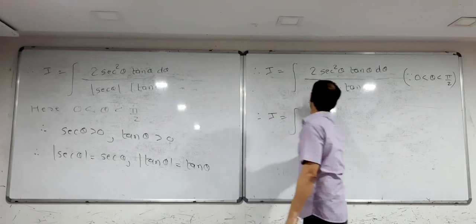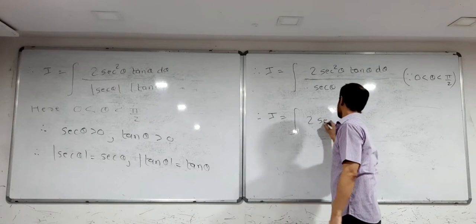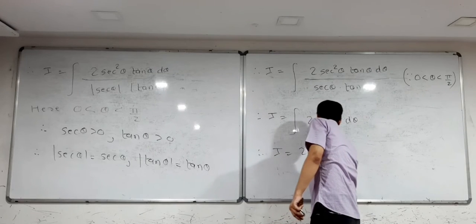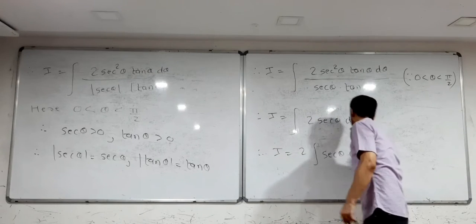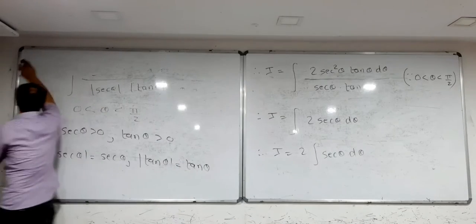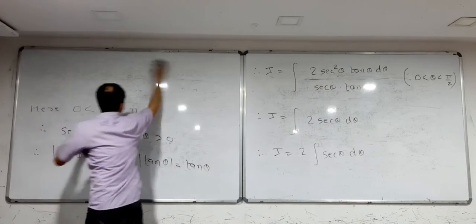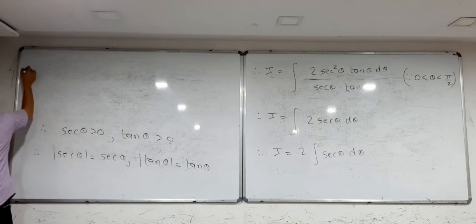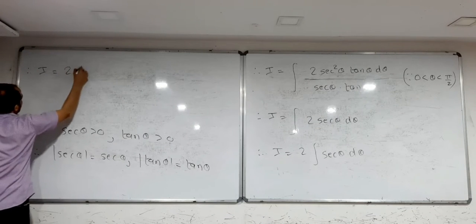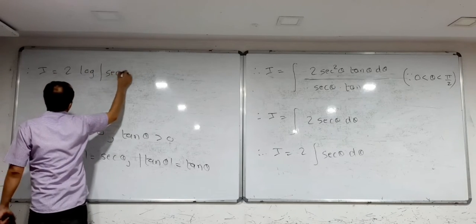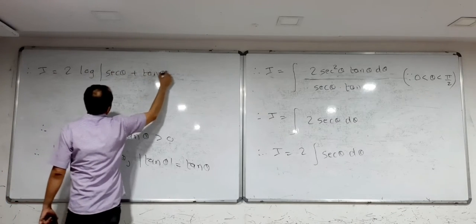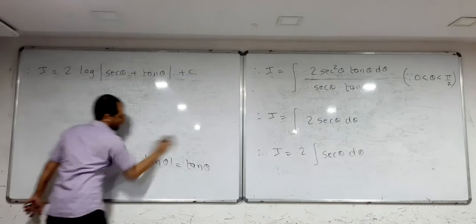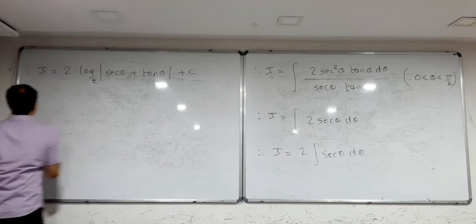So I is integration, sec sec tan tan gets cancelled, 2 times sec theta d theta. So I is 2 times integration of sec theta d theta. Now what is integration of sec theta for the subjective exam? Log of mod of sec theta plus tan theta. So I is 2 times log of mod of sec theta plus tan theta plus c. Now to the base e, it is obvious.